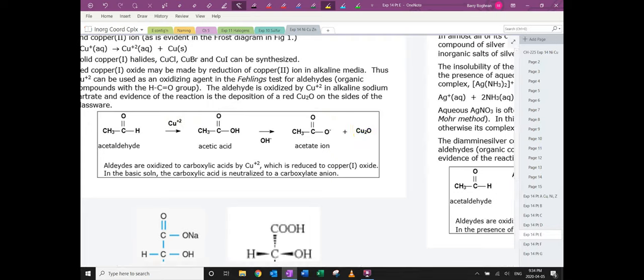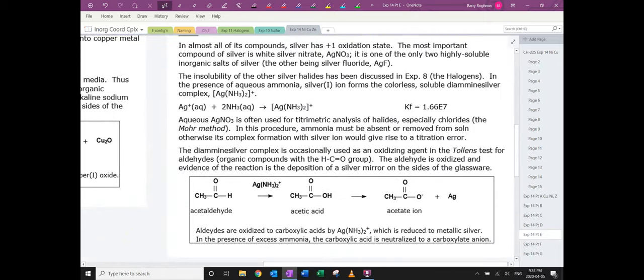Another way to identify an aldehyde is to use silver instead of copper. Silver ion is even a stronger oxidizer than copper 2, so silver ion will oxidize the aldehyde to the carboxylic acid similarly. Silver ion has the same limitation as copper ion. It's insoluble in base. But we can take advantage of the fact that ammonia forms a very strong soluble coordination complex with silver. That's its formation constant. It's very strong. And so we can get silver into basic solution using ammonia, and that'll provide the oxidation that we need.